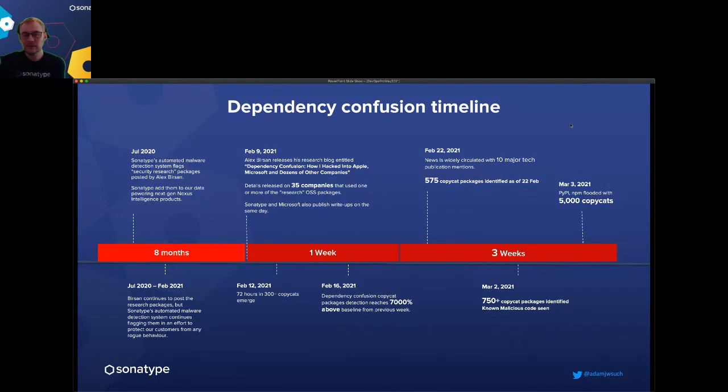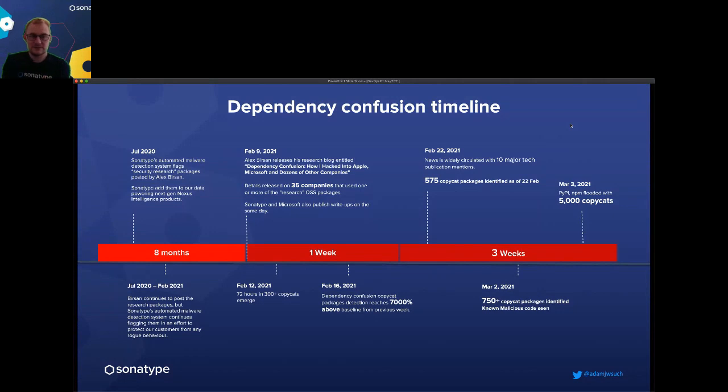If you haven't heard of it, essentially what happens is it relies on the ecosystems not checking the namespace of the components that are coming in. If the build infrastructure looks for your internal components, it will firstly look internal, but then it will also check for versions outside.